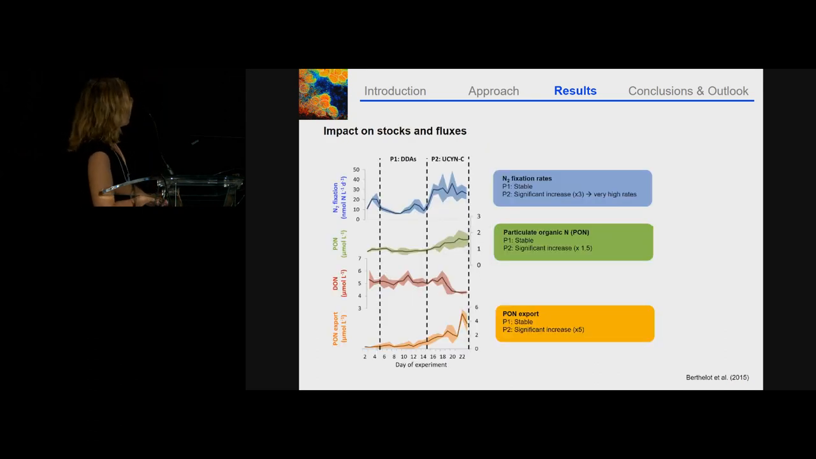So we measured a number of things, and what we observed is that the nitrogen fixation rates were actually much higher when the UCYN-C were present, and this was also reflected in particulate organic nitrogen concentrations in the water column, and importantly in the sediment traps that are placed at the very bottom of the mesocosm. So it seems that UCYN-C are actually contributing to direct export very importantly, and this was kind of unexpected because these DDAs are diatoms, so they are really heavy and they usually contribute more to direct export, as had been observed at Station ALOHA and also in the Amazon River plume. But here we observe these little tiny guys are actually contributing to export very importantly as well.